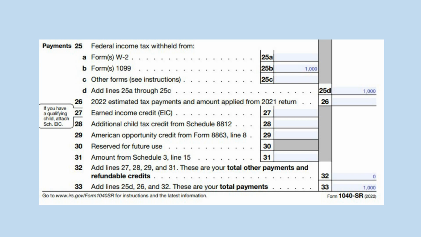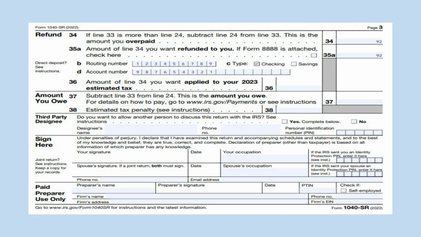In our example, we have an overpayment. Place an amount, which is $92, on line 34. And since you'd want it refunded to you, place an amount on line 35A. If you want it directly deposited into your bank account, put your routing and account information on line 35B and D and check the type of account on line C. If you don't want it directly deposited into your bank account, cross off lines 35B and D and the IRS will send you a check directly.